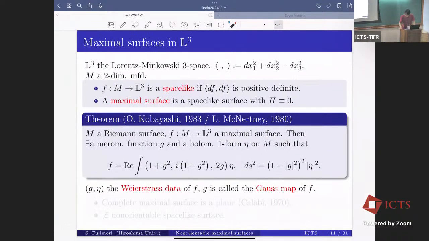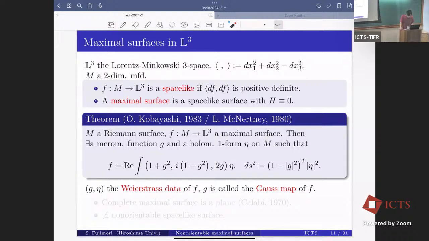And as I mentioned yesterday, we have Kobayashi's representation, like the Weierstrass representation. Let M be a Riemann surface and F a maximal surface. Then there exists a meromorphic function G and a holomorphic one-form eta such that F can be described this way. In the minimal surface case, here is minus and here is plus. So only a small change. And then in this case, we have minus here.